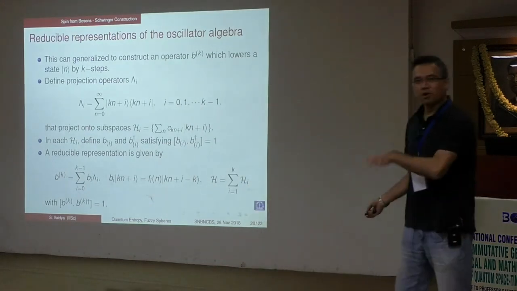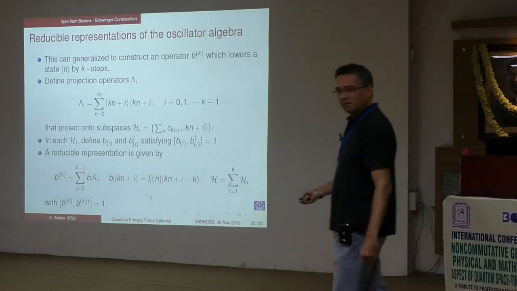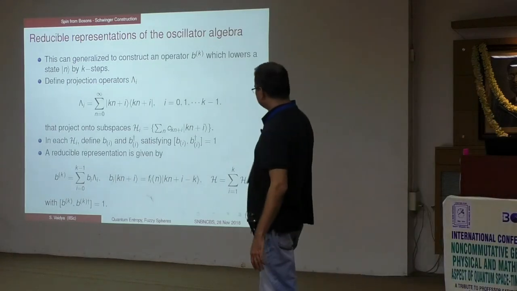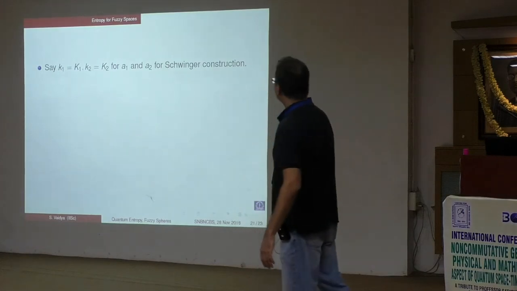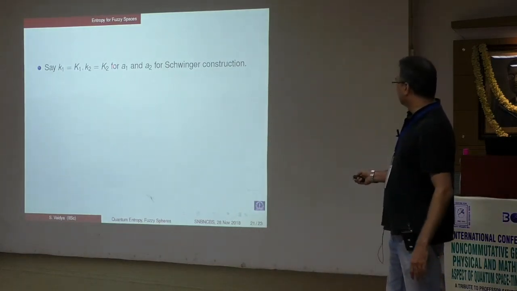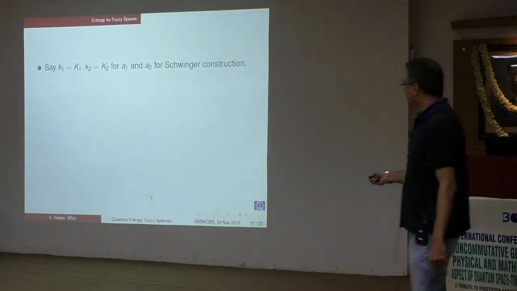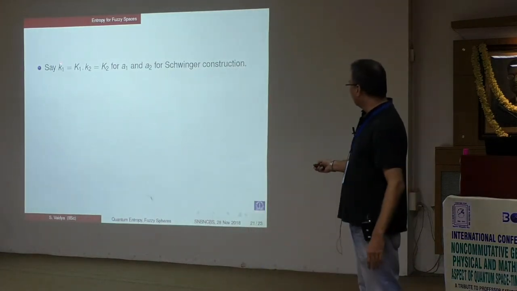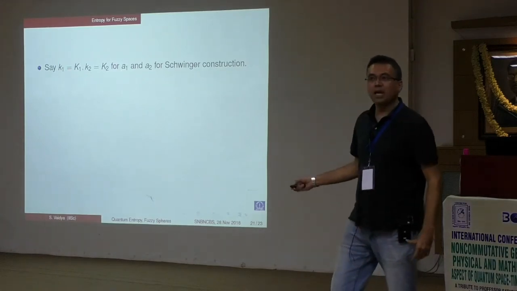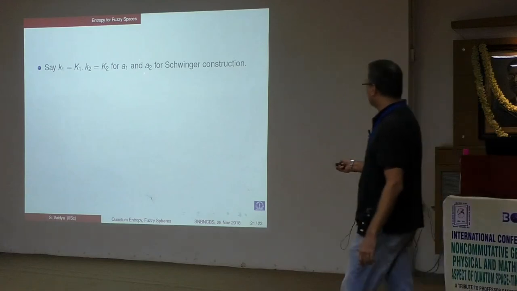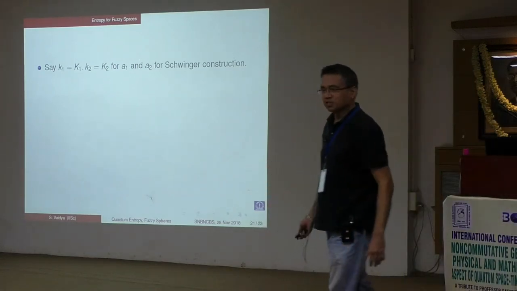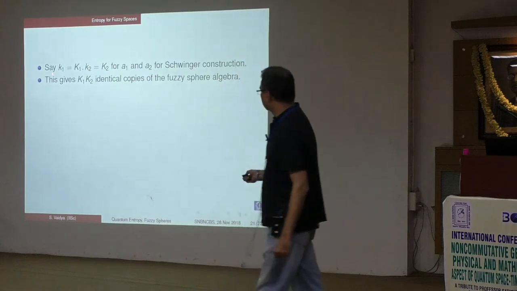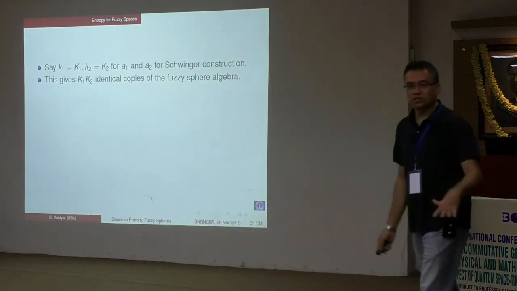Again, this formula for decomposing the Hilbert space and constructing this particular reducible representation is there in Greenberg's paper. So what we are going to do is take the Schwinger construction where I had two oscillators, A1 and A2. Instead of A1 and A2, I'm going to use two oscillators, B1 and B2, where B1 is made up of K1 A1 oscillators, and B2 is made up of K2 A2 oscillators. What this will give me is K1 times K2 identical copies of the fuzzy sphere algebra.